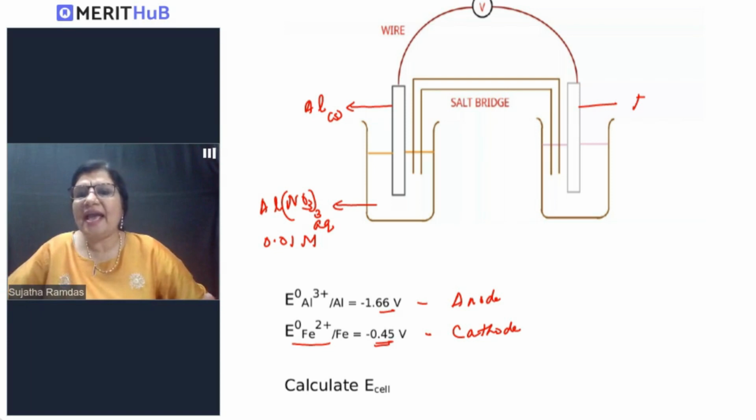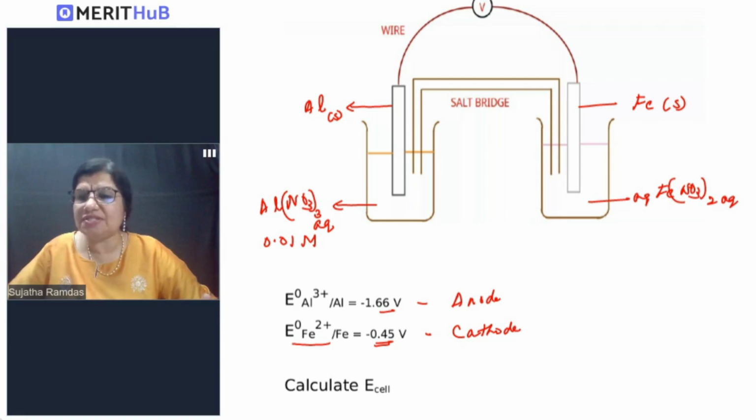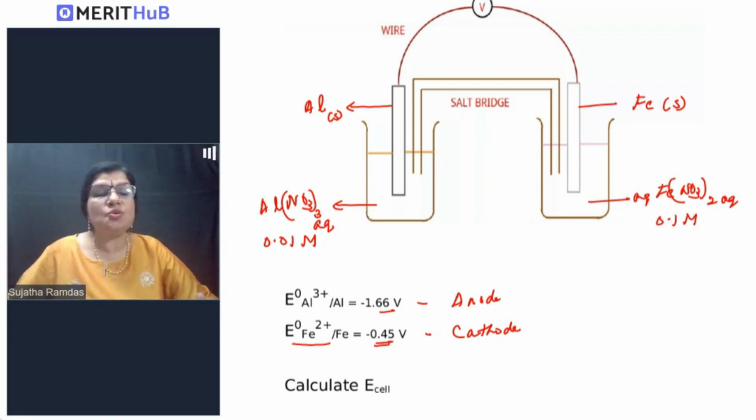Here we have an iron rod dipped in aqueous Fe(NO3)2, any soluble salt, Fe(NO3)2 aqueous, and the concentration of this solution happens to be 0.1 molar. Okay? So now we have to calculate E cell by using the Nernst equation. So let's do the calculation.